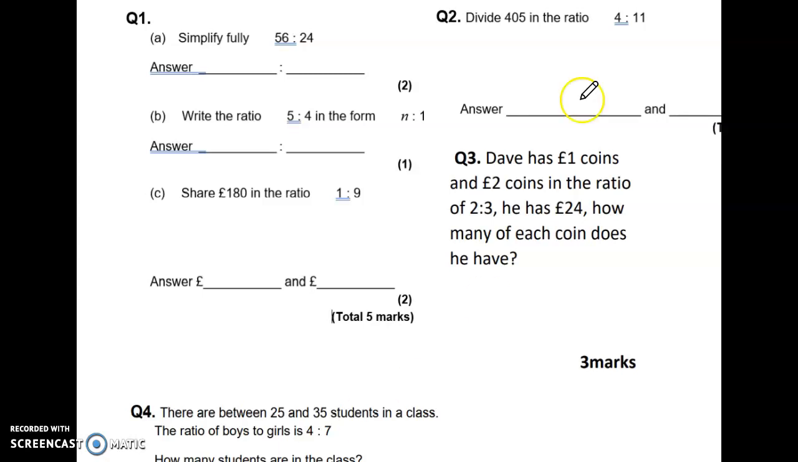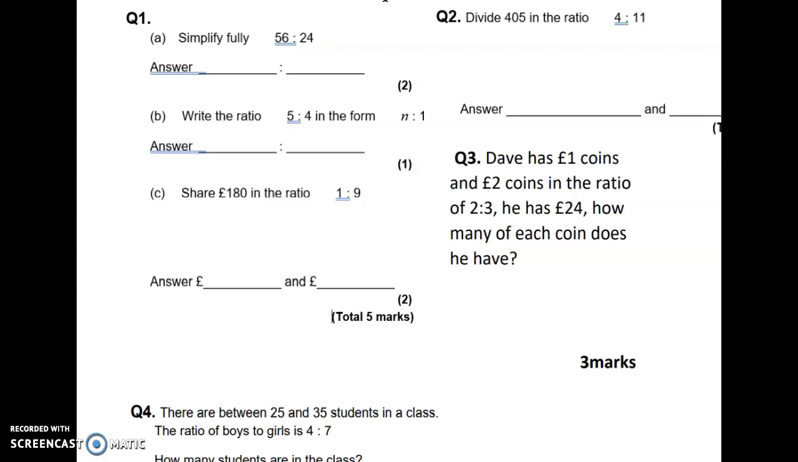Okay, so we're into the ready section now. So this is your exam questions from past papers. So simplify fully 56 to 24. So what we could do, for me, it's a calculator exam. So rather than mess about, what I'm going to do is just type it into a calculator.